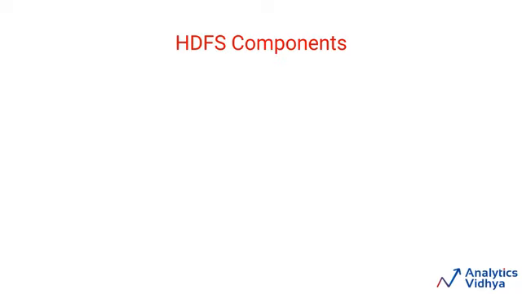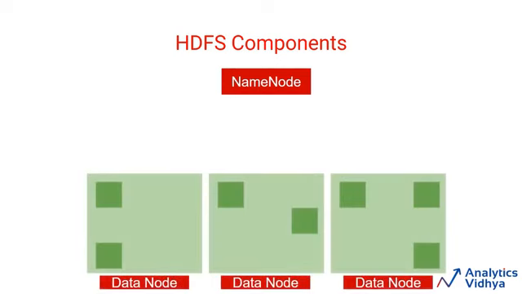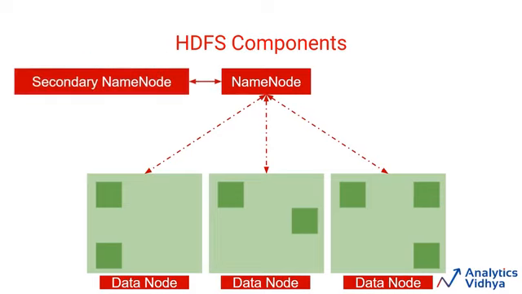HDFS is a master-slave architecture where the name node acts as the master and the data nodes act as the slaves. Data nodes continuously communicate with the name node. Data nodes also have a secondary name node. Let's see about these individually.